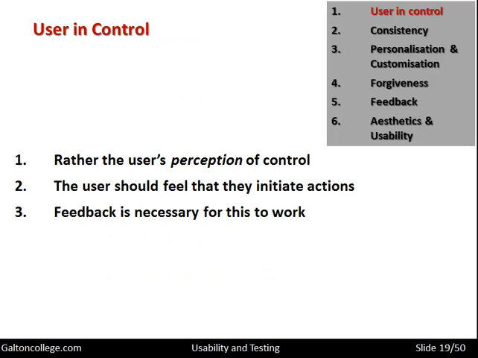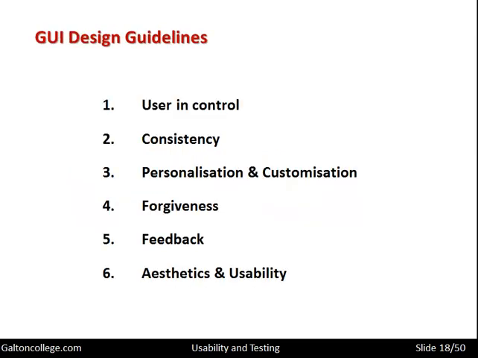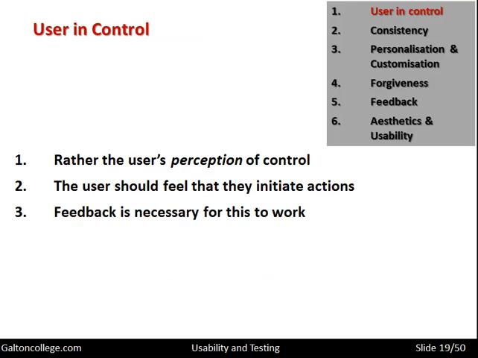So the user is in control. That's the point. And there are different parts to this one, as we've just talked about. We talked about the 6 areas previously: user in control, consistency, personalization, forgiveness, feedback, aesthetics, and usability. So now what we'll do is we'll go to user control.